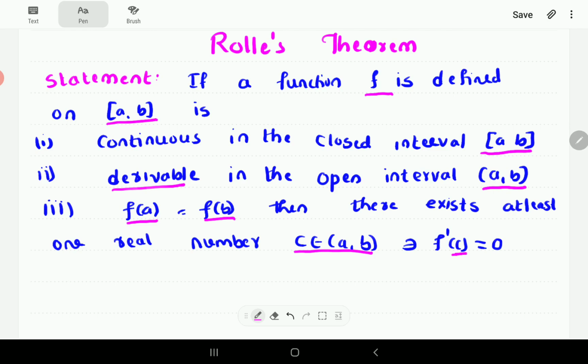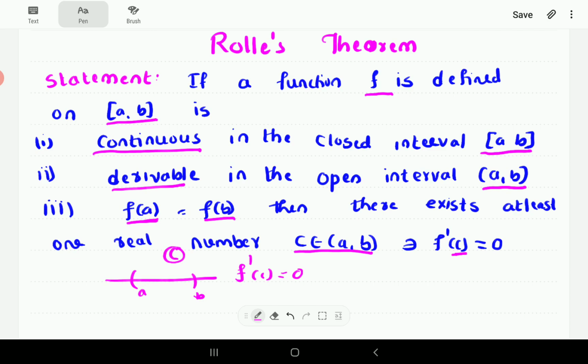So basically, when we have a function on the closed interval [a, b], it should be continuous in the closed interval. It should be derivable or differentiable in the open interval (a, b), and the function values at the endpoints should be equal. If these three conditions are satisfied, then we have some c in the open interval (a, b) such that the derivative at that point is equal to 0. That is the basic understanding of Rolle's theorem. All right, so now I think we are good with the statement.